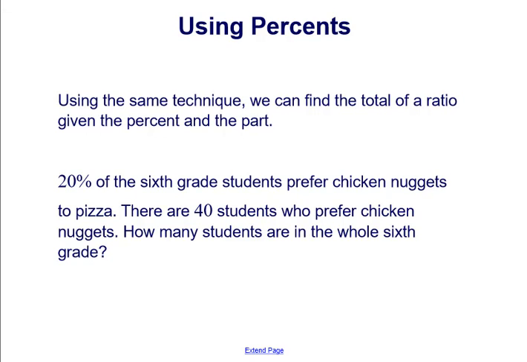Using the same technique, we can find the total of a ratio given the percent and the part. So here's an example of what that looks like. 20% of the 6th grade students prefer chicken nuggets to pizza. There are 40 students who prefer chicken nuggets. How many students are in the whole 6th grade?